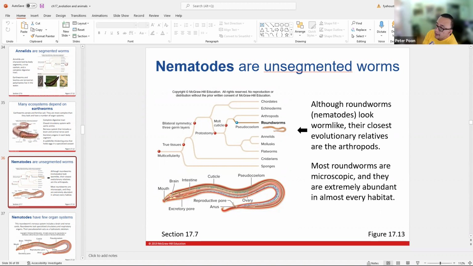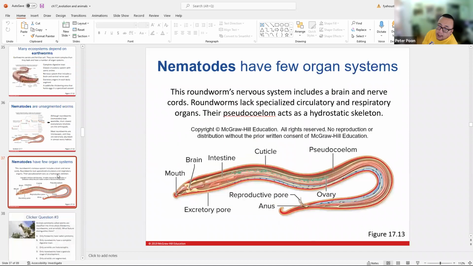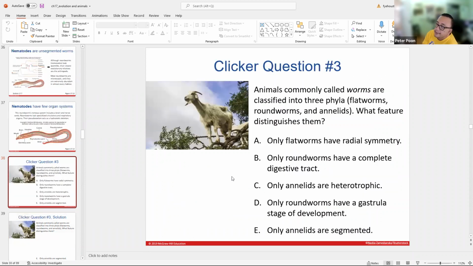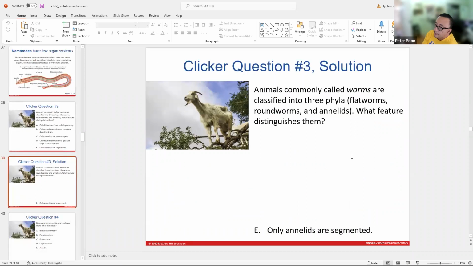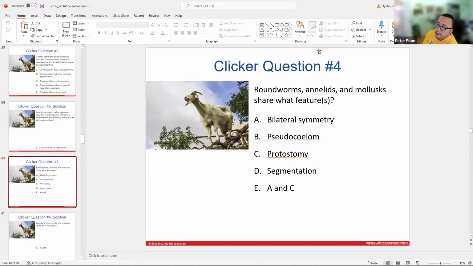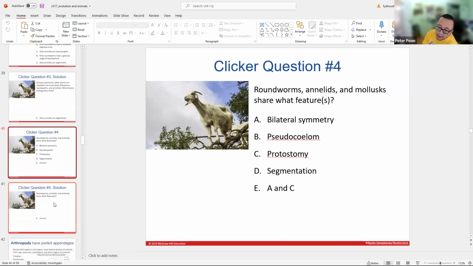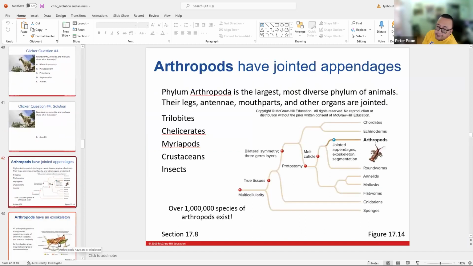So most roundworms are microscopic and they're abundant in almost every habitat. Roundworms have few organ systems: mouth, brain, intestine, cuticle, etc. So make sure you separate the three phyla of worms. Roundworms, annelids, and mollusks all share one feature. They are all protostomes, and they all have bilateral symmetry.